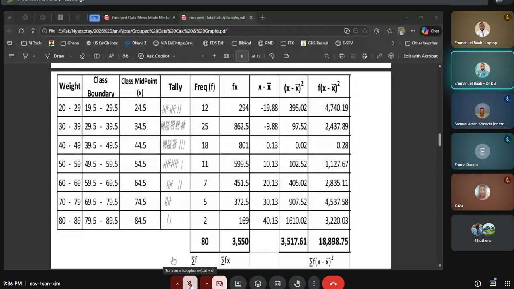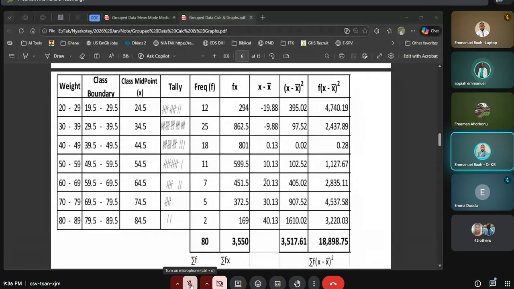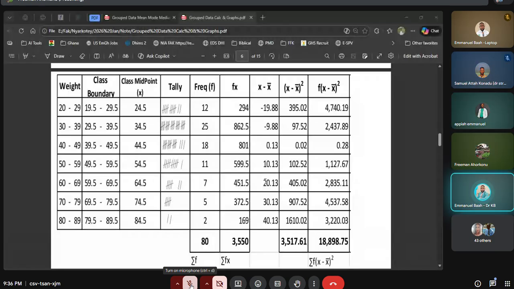Okay, sir. The only error is in the summation of x minus the mean squared. I got 3,517.64, but we have here 61. I didn't ask you to do that one. We are going systematically. I asked you to do up to 3,550. We are done. That one is correct.